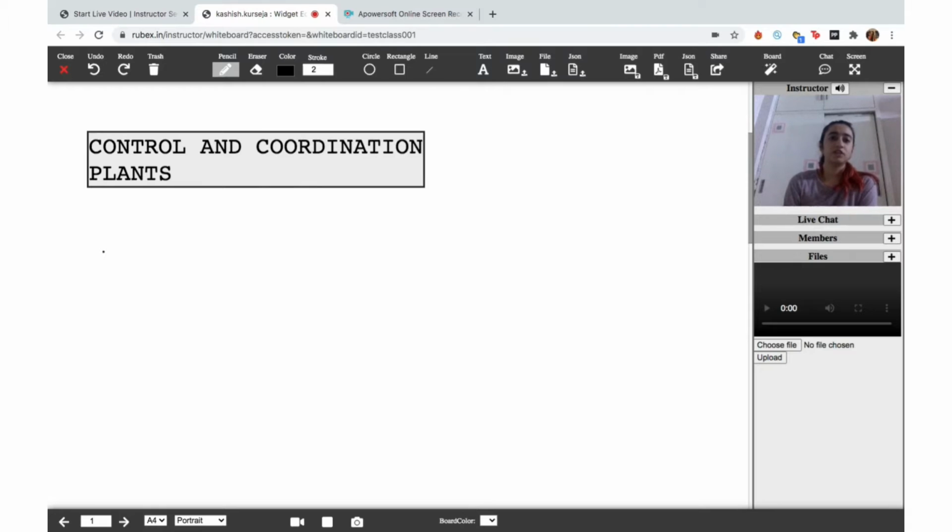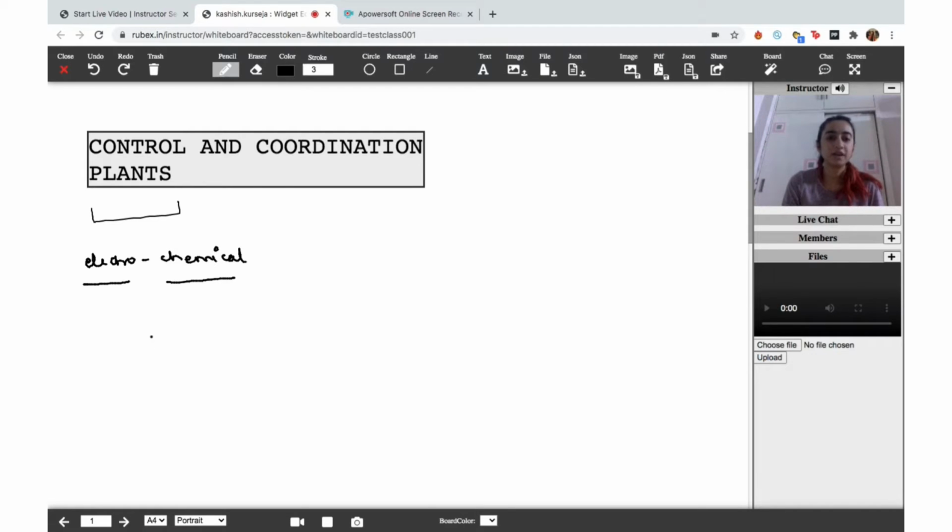तो plants में कैसे होता है? Plants में the mode of coordination is actually electrochemical in nature. Electrochemical means it is taking place via electrical signals too, it's taking place via chemical signals too. So it's actually a combined mode of transmission of impulses in plants. That is, it takes place via electrical signals too and via chemical signals too.